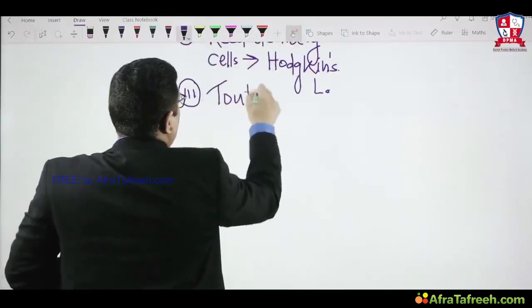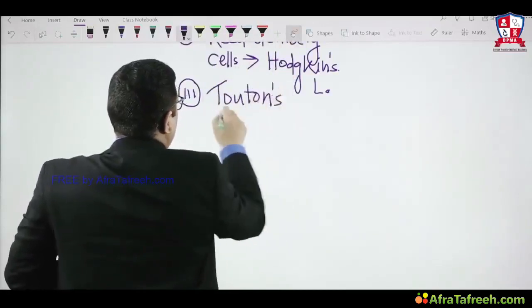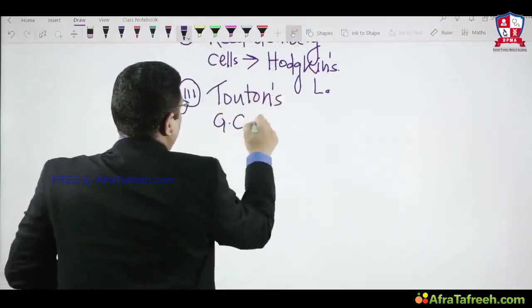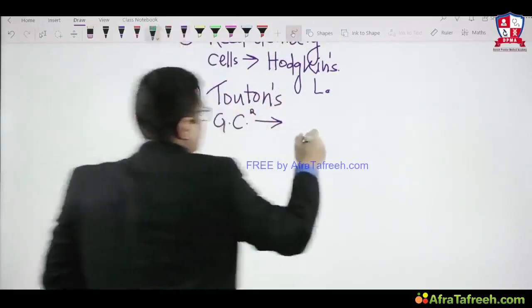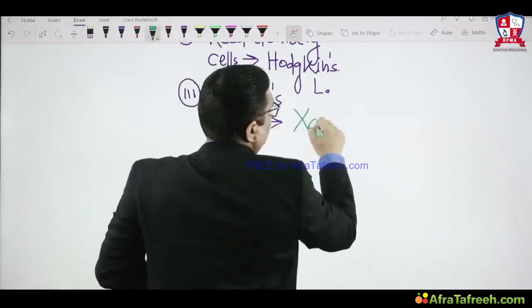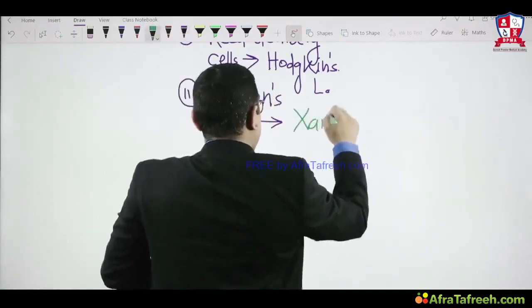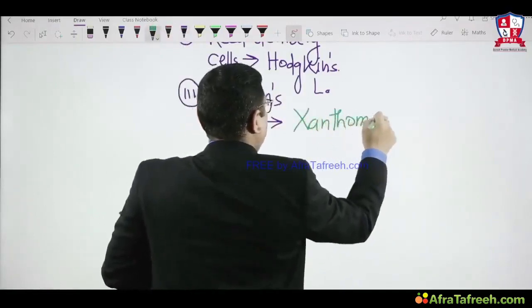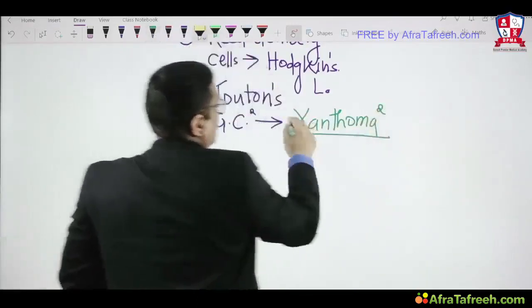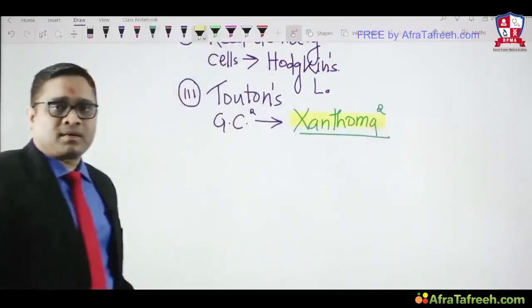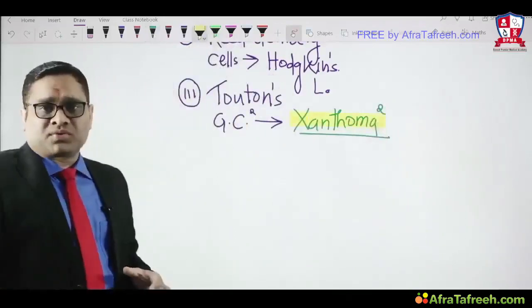This was a question in an older All India exam: Touton giant cells are seen in which condition? So remember, Touton giant cells are seen in xanthomas. That was the right answer. Touton giant cells are seen in xanthoma. This was the question in All India exam. So what will be the future question?